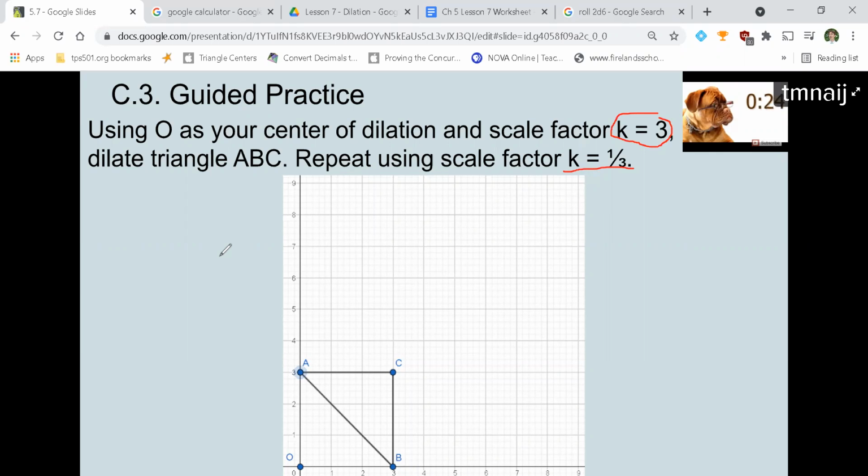So same idea, you're going to multiply both of those by a third. 0 times a third is 0. 3 times a third is... I would just do 3 times 1, 3, and divide by 4.